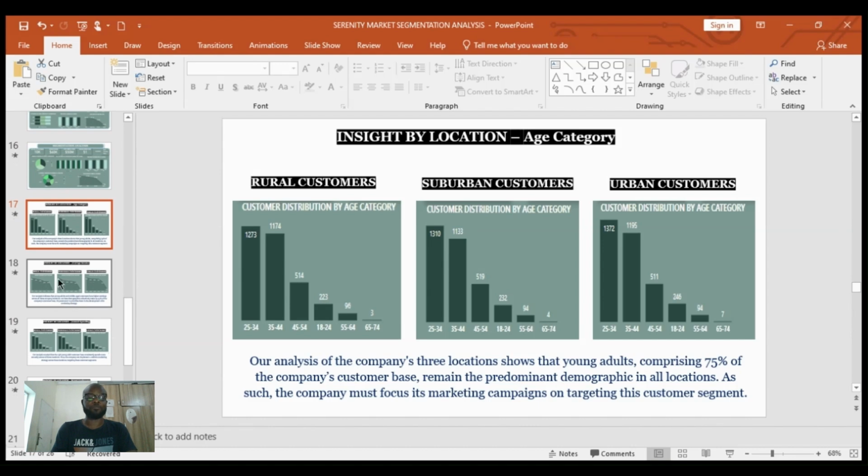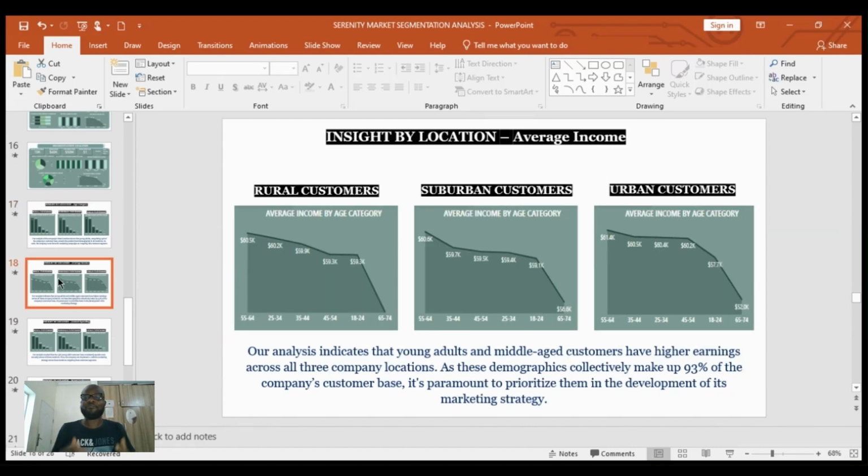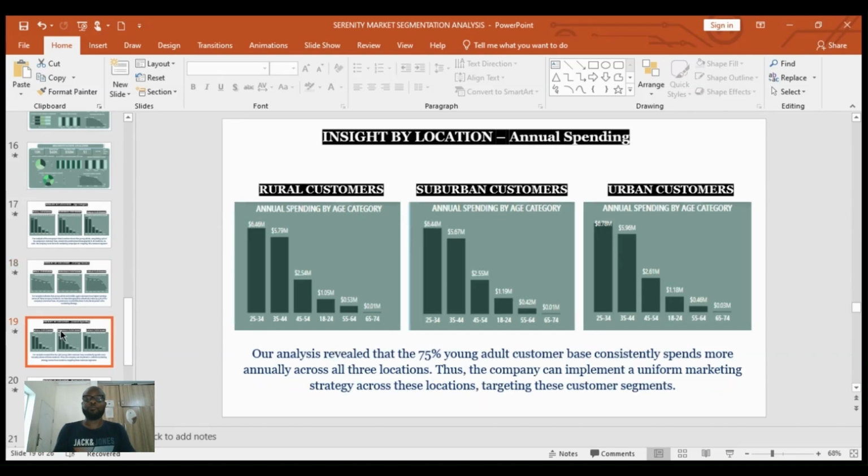of customers. Then looking at average income across the three locations as well, we also discovered that the young adult and the middle-aged customers are the high earners across the three locations. And the two of them combined together form 93%. So whatever marketing strategy is targeted at the young adult and the middle-aged customers can actually be deployed across the three locations, and it will still be effective.